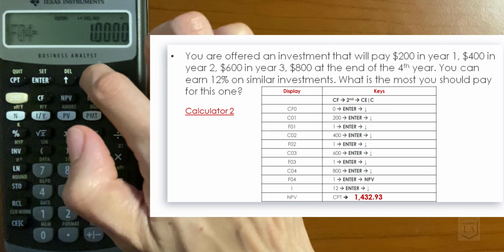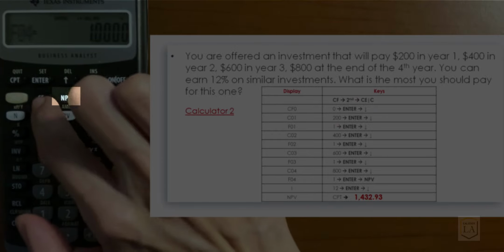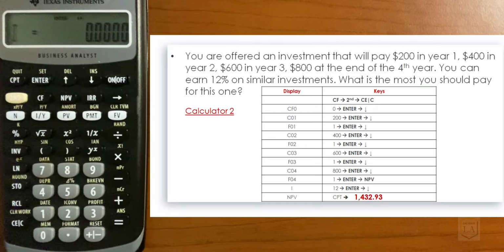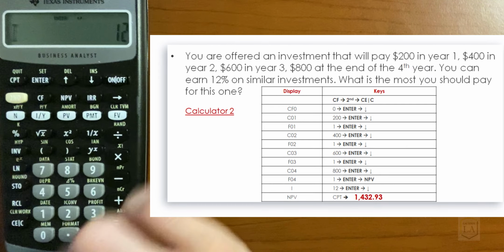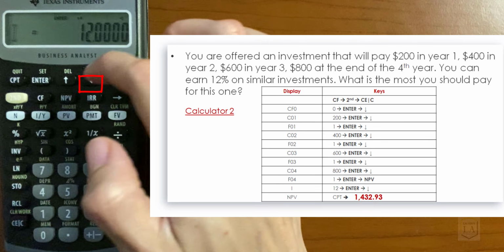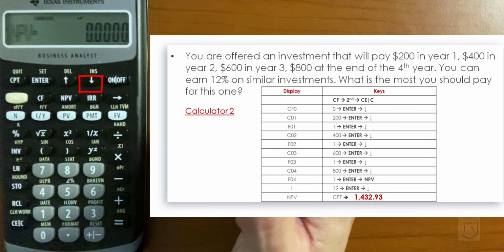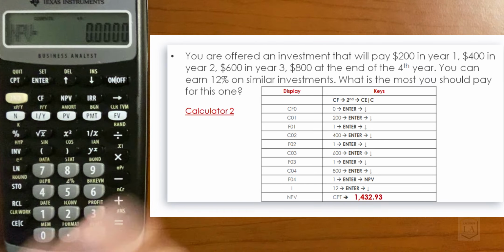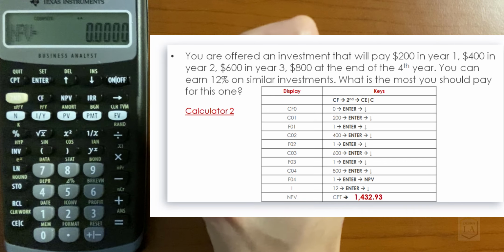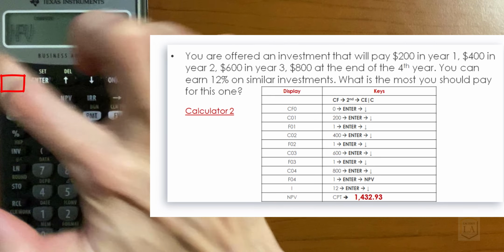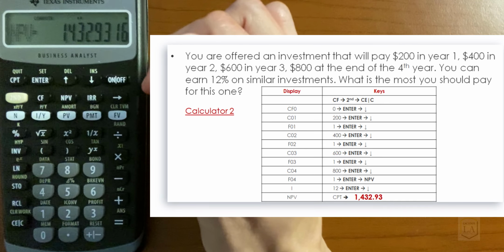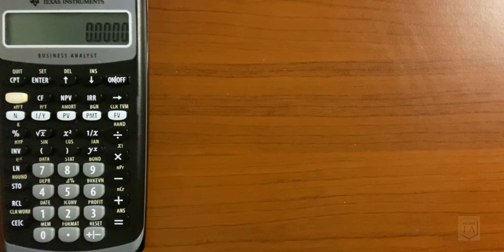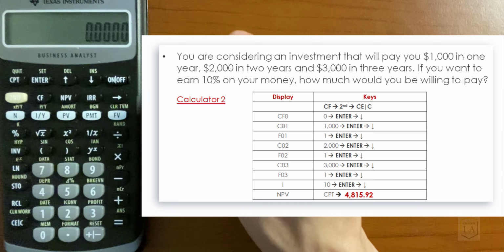And now you're ready to compute NPV. So go to NPV and push NPV. And what you will see is I, which stands for interest rate. So you need to just input the interest rate, which was 12% in this case. Enter. And then it has down arrow key too. So just push the down arrow key. And then you will see NPV. So once you see NPV, you're ready to compute. So you will just push CPT. And then the number will automatically be computed. And that's 1,432.93. So let's just practice cash flow one more time with the second exercise.